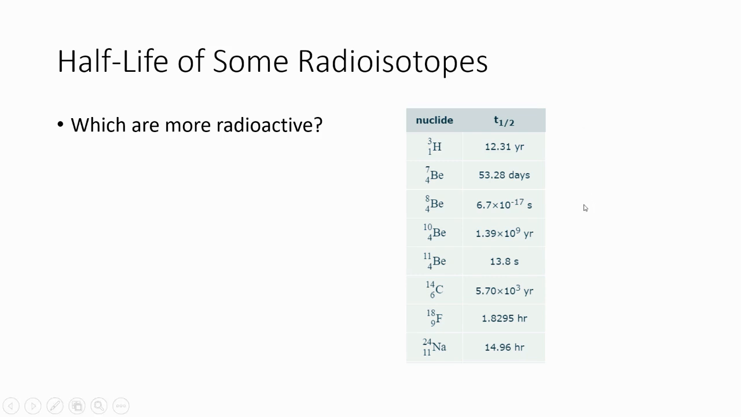Beryllium. Yeah, good. 6.7 times 10 to the minus 17 seconds. So this is a really small number. That means it's going to decay immediately. It's going to give off radiation right now, right in your face. Then what else? We have another seconds. So that's going to be the next one. Beryllium 11. Beryllium 11, good.